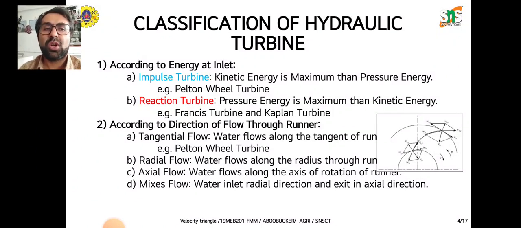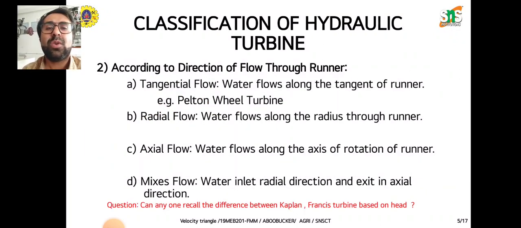If the water flows along the tangent, it's tangential. If it flows along the radius, then it's radial. If it flows along the axis of the runner, it is axial, and when these are combined, like inlet radial and exit axial, that is axial plus radial, it becomes a mixed flow type of turbine. Then we have, according to the direction of flow through the runner, these four which I have told in the last slide.